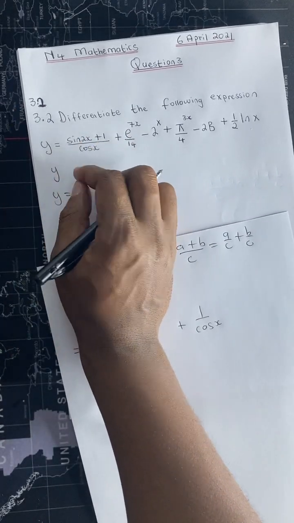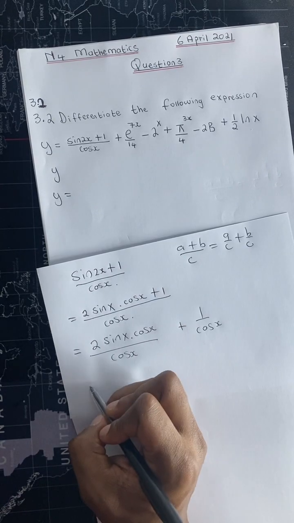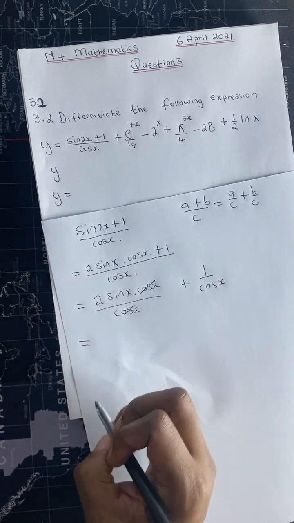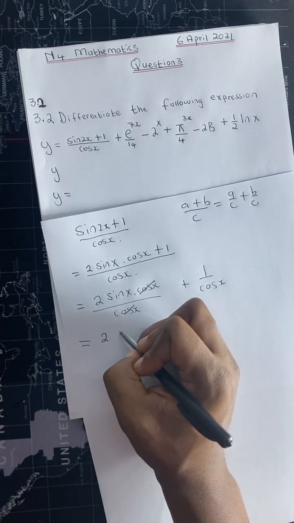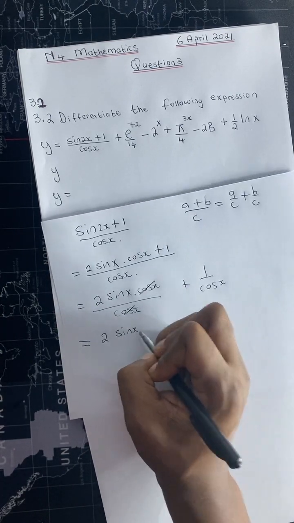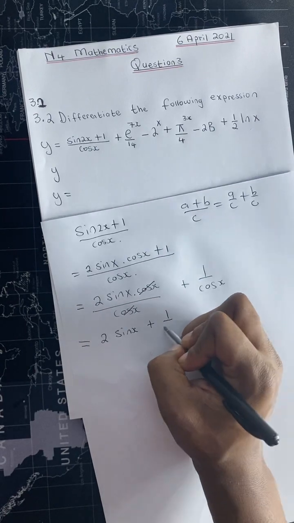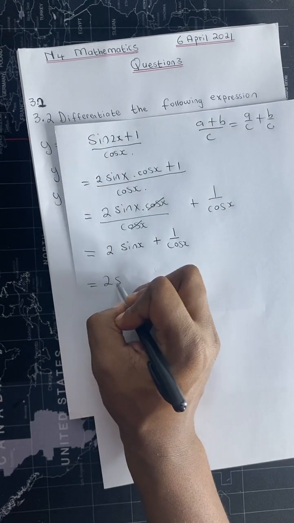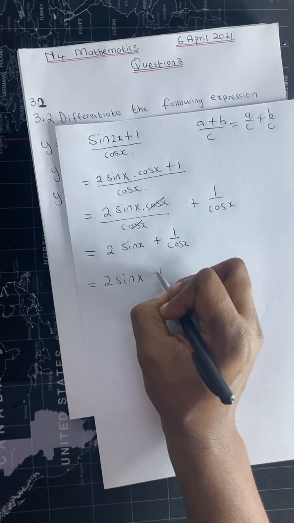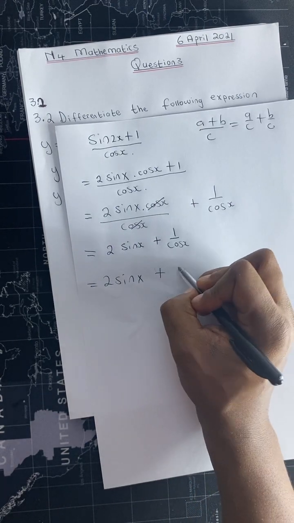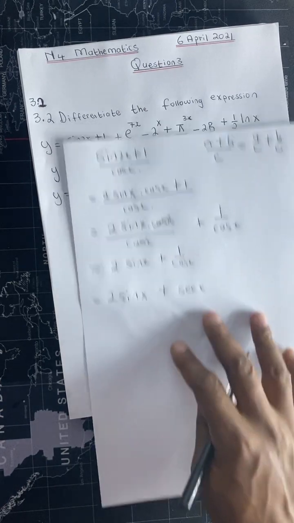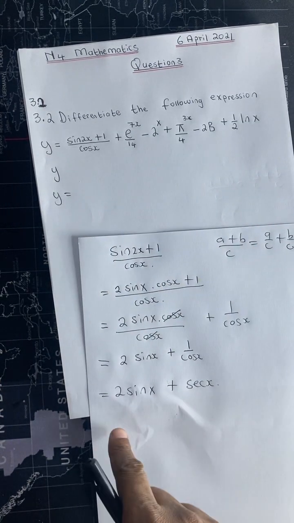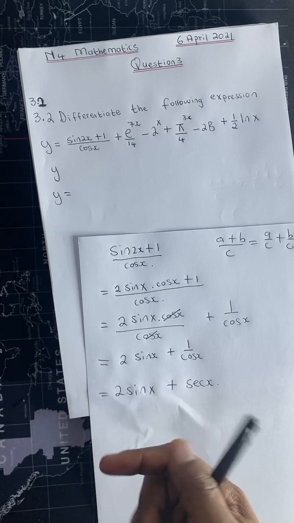So in the place of this sin 2x plus 1 over cos x, the cos x will cancel out with that cos x, and we'll have 2 sin x plus 1 over cos x. 1 over cos x is equal to sec x. So in the place of sin 2x plus 1 over cos x, we will substitute 2 sin x plus sec x.